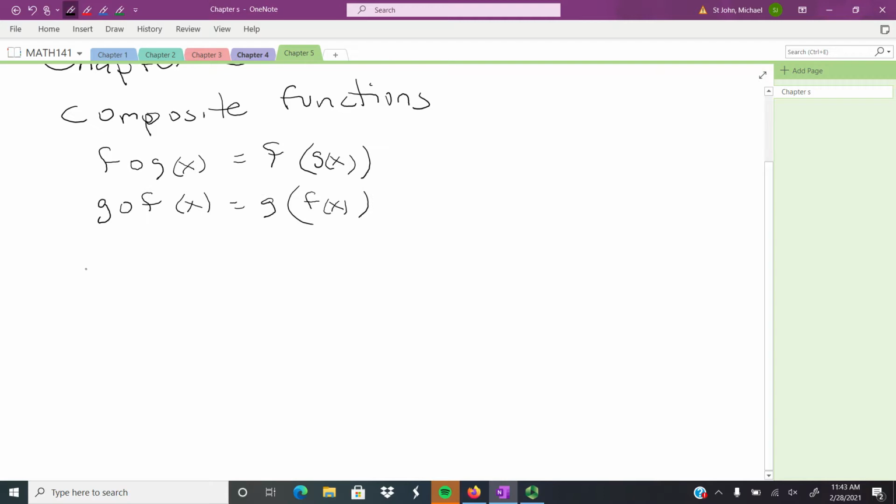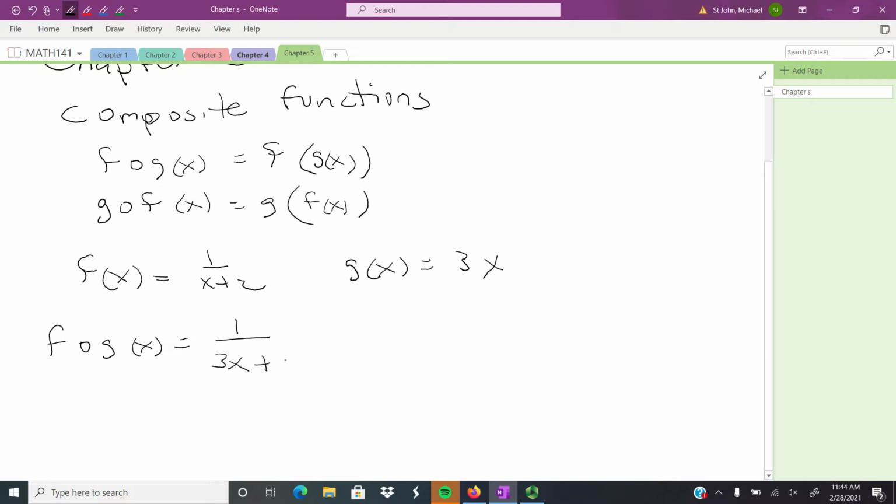So, for example, if f of x is 1 over x plus 2, and g of x is 3x, then f of g. So I start with the f first. Everywhere I see the x, I plug in g of x. So this will be 1 over 3x plus 2.